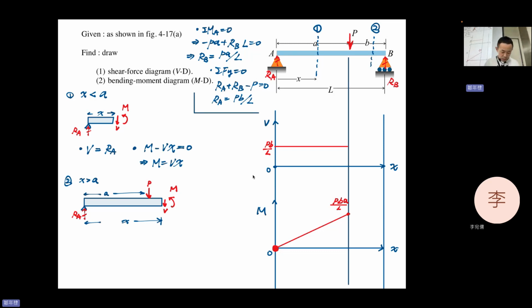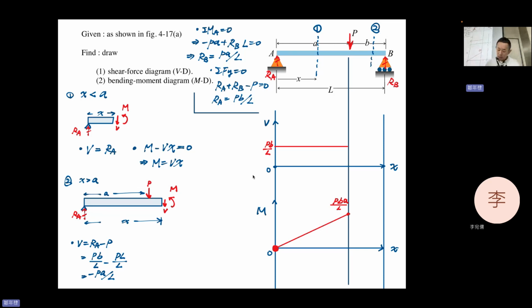Right, so let's continue. We have V equal to R_A minus P, which is PB divided by L minus PL divided by L, so which is minus PA divided by L. Okay, so our V in the second section is minus PA divided by L.